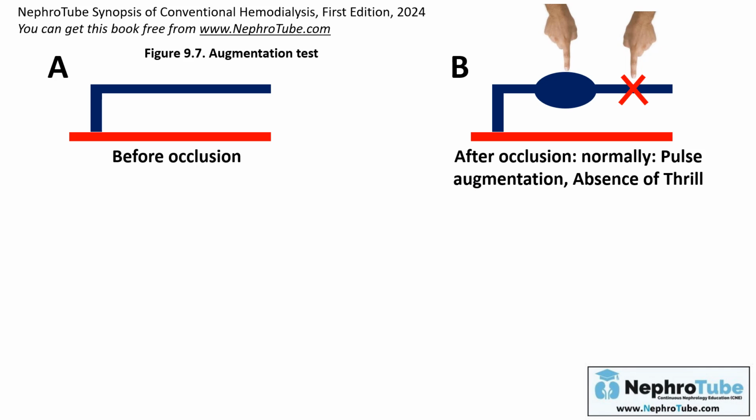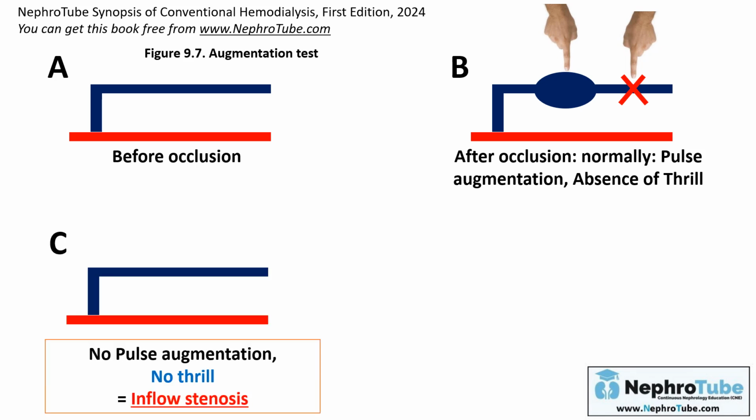There are 2 other abnormal options. The first is that when you occlude here, this finger feels no thrill and no pulse augmentation. This means that there is inflow stenosis, as in inflow stenosis the inflow of blood is weak, so there is no pulse augmentation or thrill here.